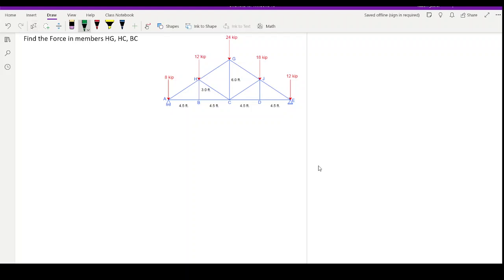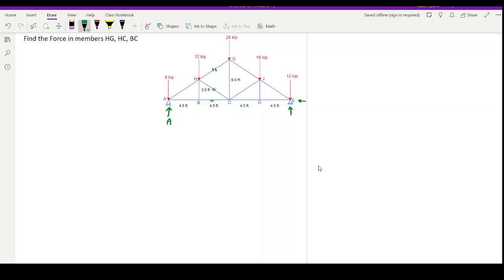Find the force in members HG, HC, and BC. The best method to use to find these forces is the sections method, because the joint method will take a long time. In order to use the sections method, first you need to draw the FBD for the entire truss and find the support reactions.